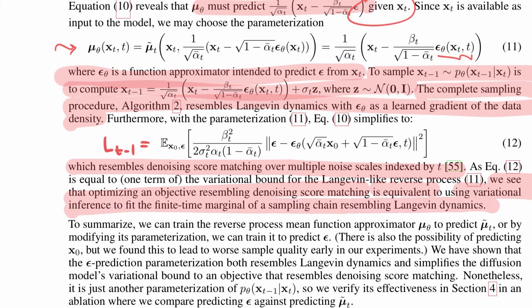Thus, they show that optimizing an objective resembling denoising score matching is equivalent to using variational inference to fit the finite time marginal of a sampling chain resembling Langevin dynamics. And they've shown that the epsilon prediction parameterization both resembles Langevin dynamics and also simplifies the diffusion model's variational bound to an objective that resembles denoising score matching. So they showed the connection to Langevin dynamics and non-equilibrium thermodynamics in deep learning, and the other one is denoising score matching. So this shows the equivalence between this type of diffusion model and these two.